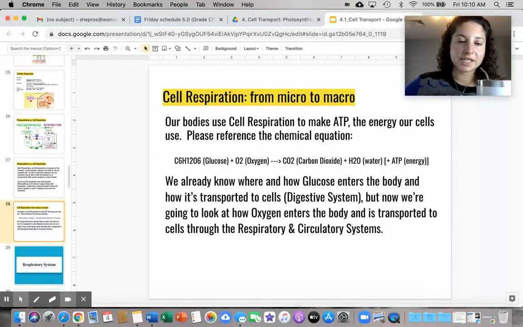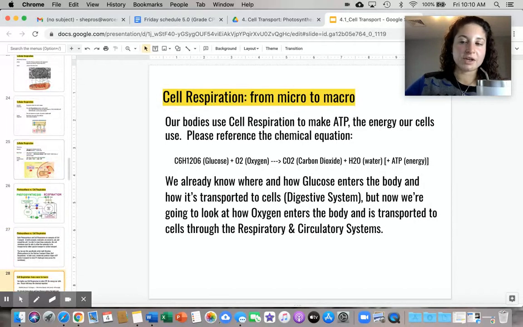Again, pause for a second, make sure you have your vocab notebook with you, go through the slides, make sure that you are filling in the different vocab words in your vocab notebook, and I will see you back for the respiratory and circulatory system.